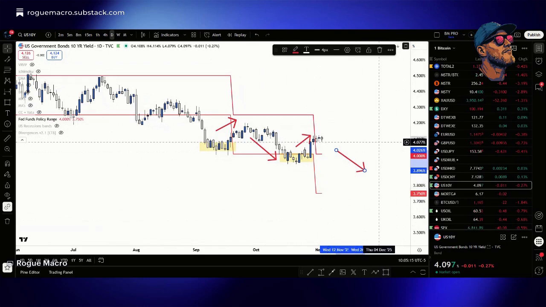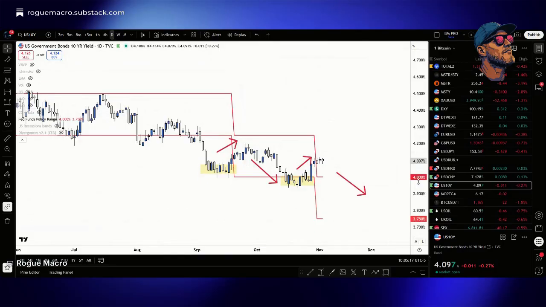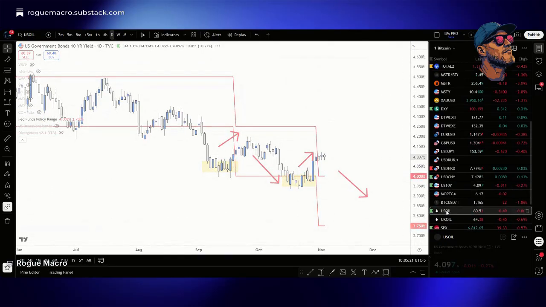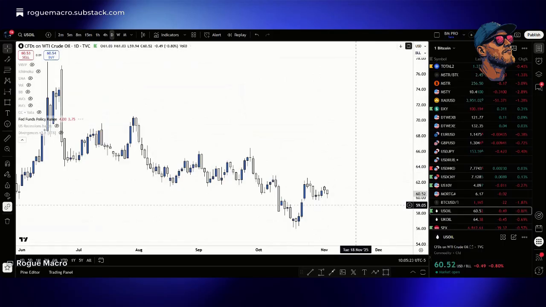So very simple if you know how to treat the market. All right, the deflationary pressure is the overriding pressure. Let's look at oil.